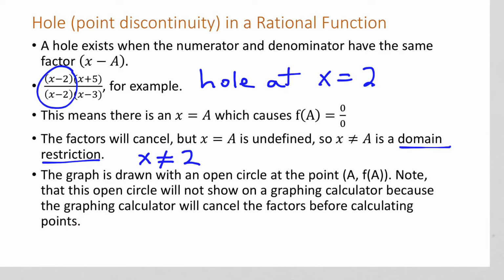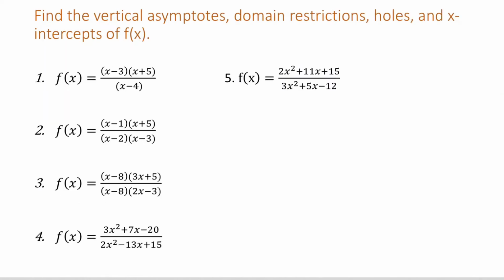Let's do a couple of examples to review what we just learned about vertical asymptotes, domain restrictions, holes, and x-intercepts. So looking at number 1, let's find the vertical asymptotes first. We're going to look at the denominator. So you set x minus 4 equal to 0, and you can see that x equal to 4 is going to cause your denominator to go to 0. So my vertical asymptote is the equation x is equal to 4.